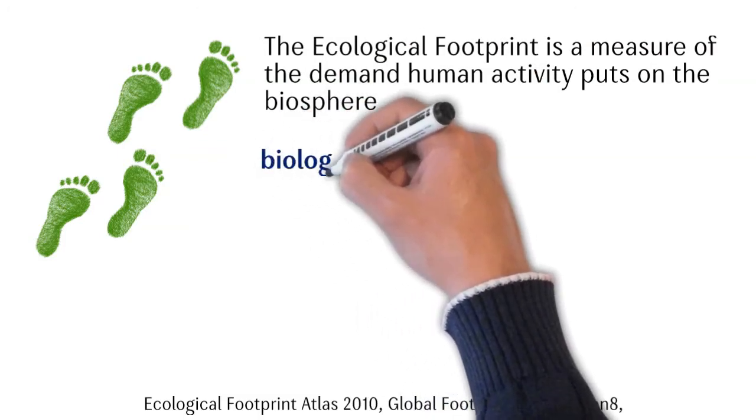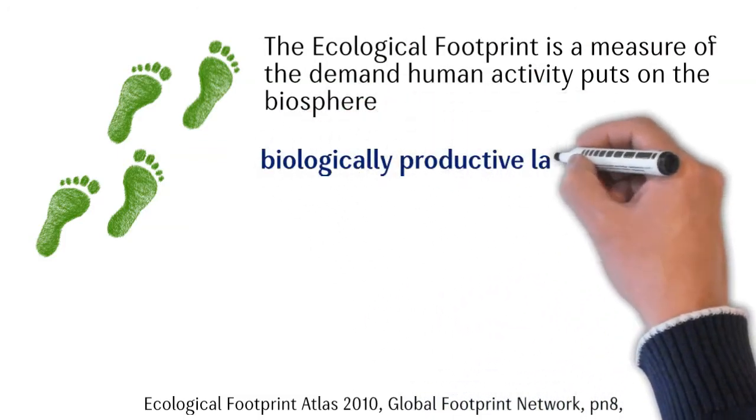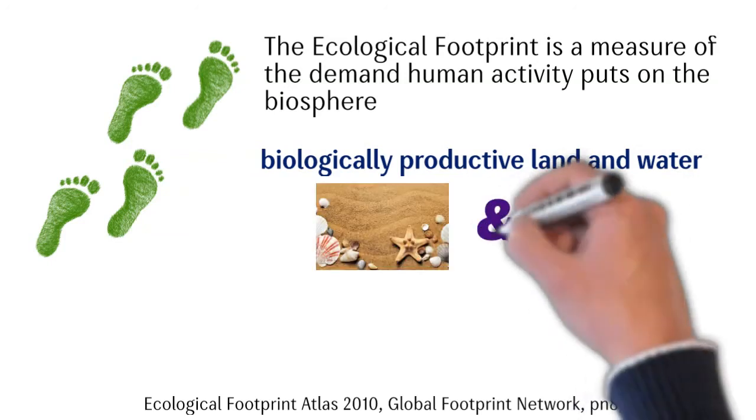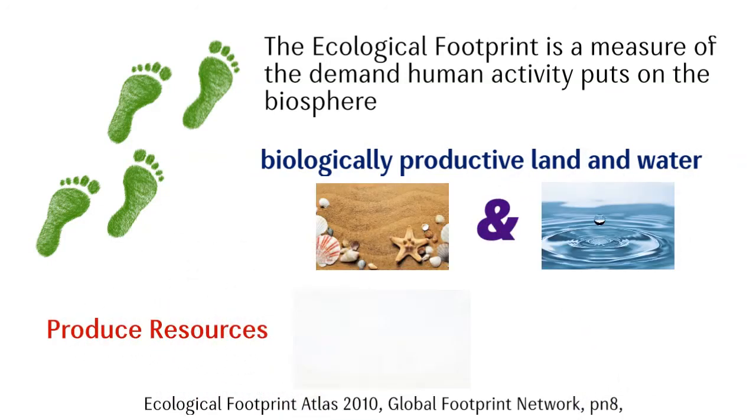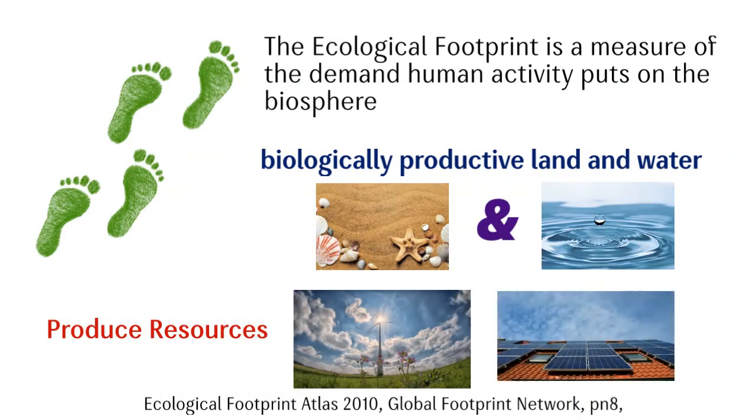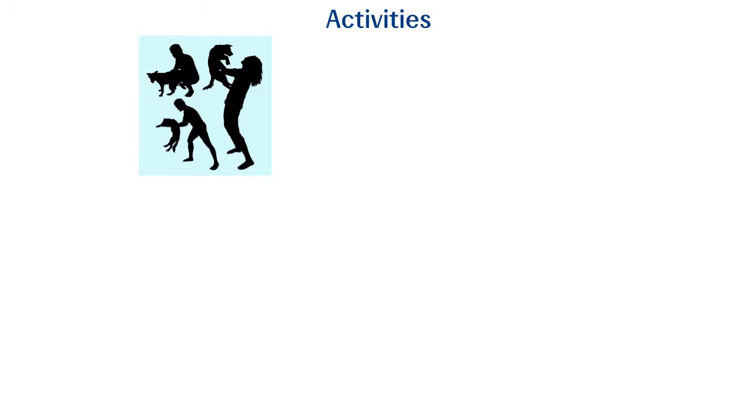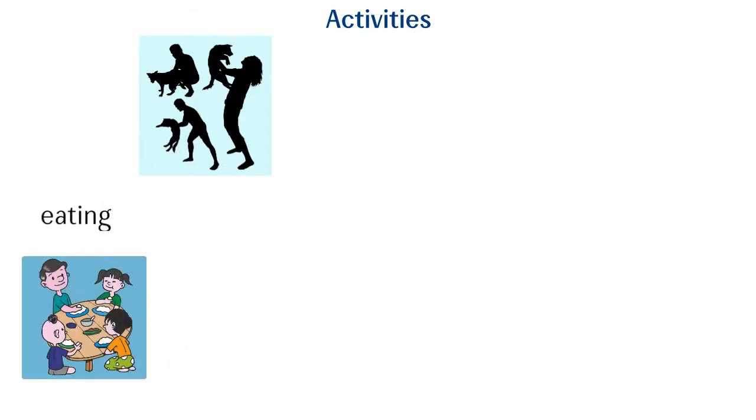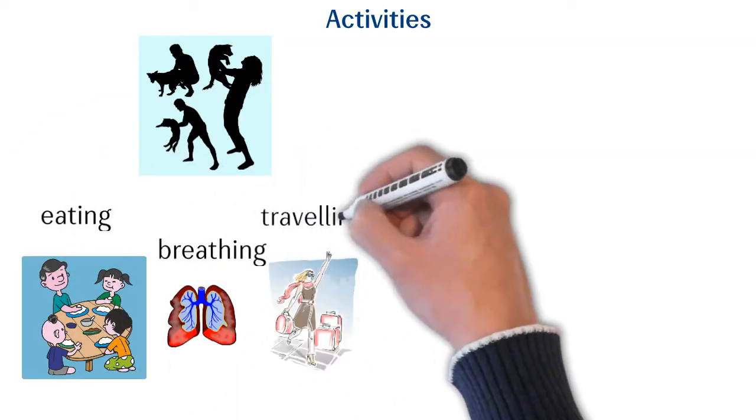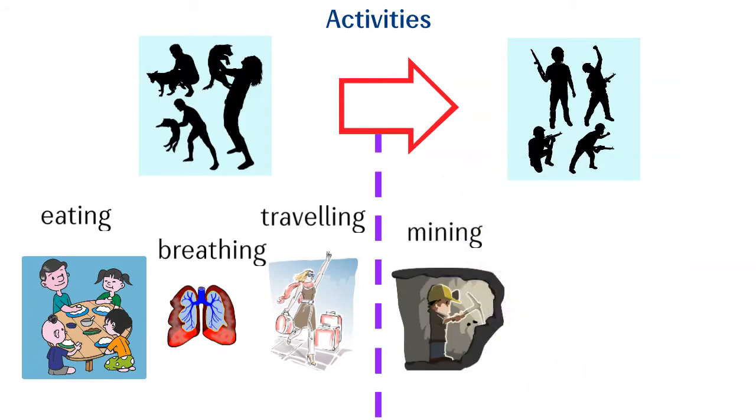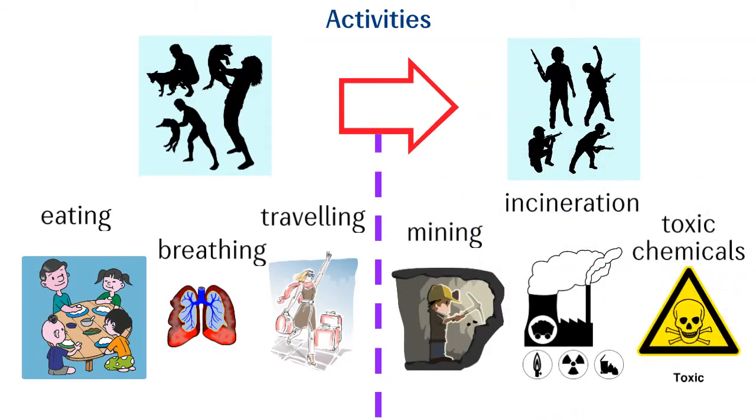More precisely, it measures the amount of biologically productive land and water area required to produce all the resources an individual, population or activity consumes, and to absorb the waste they generate, given existing technology and resource management practices. Activities can be as simple as eating, breathing, traveling, to as complex as mining, incineration, and toxic chemicals usage.